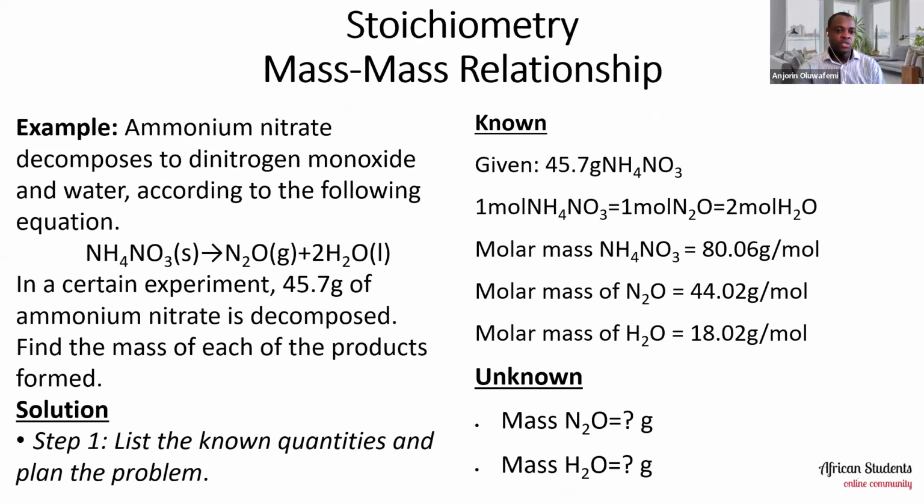And then the equation is what you can see there. In a certain experiment, 45.7 gram of ammonium nitrate is decomposed. Find the mass of each of the products produced. So in solving this problem, we'll take the steps. First, list the known quantities, and then we can now look at the problem.